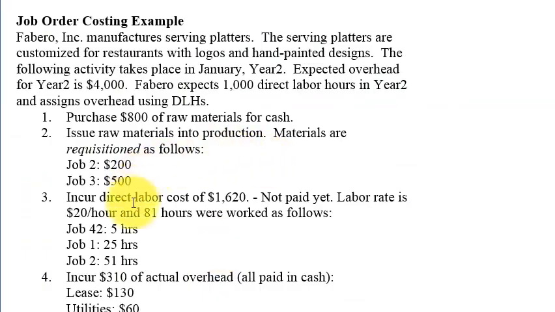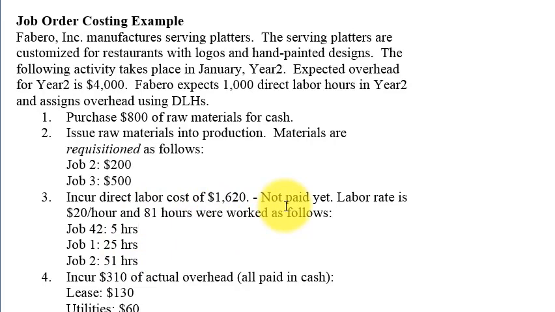Okay, the next entry here is for direct labor costs. Fabero has total direct labor costs of $16.20. They haven't been paid yet, so we'll use a wages payable account. So that's easy enough to record in the general ledger or in our accounting worksheet in our simplified version.